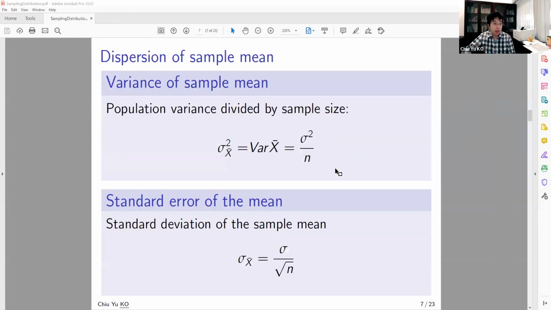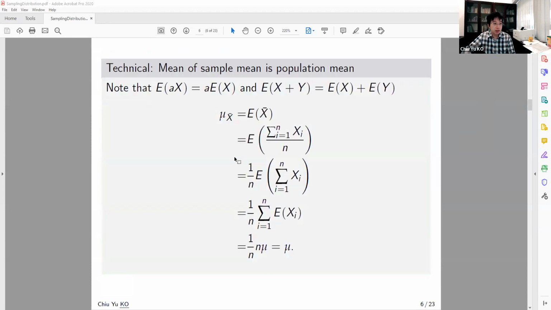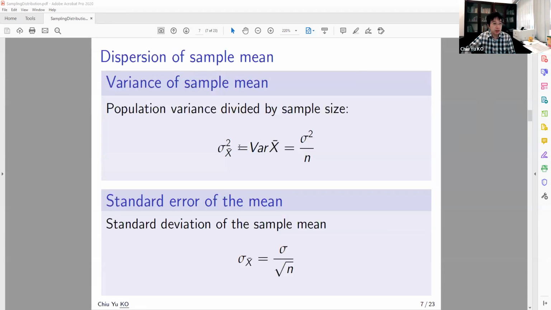What we have shown is that the mean of the sample mean is the population mean, and the variance of the sample mean is the population variance over n. That's a little bit tricky part here, it depends on sample size, right? Because when n gets larger and larger, you should get a more accurate estimate. That is one idea behind it.